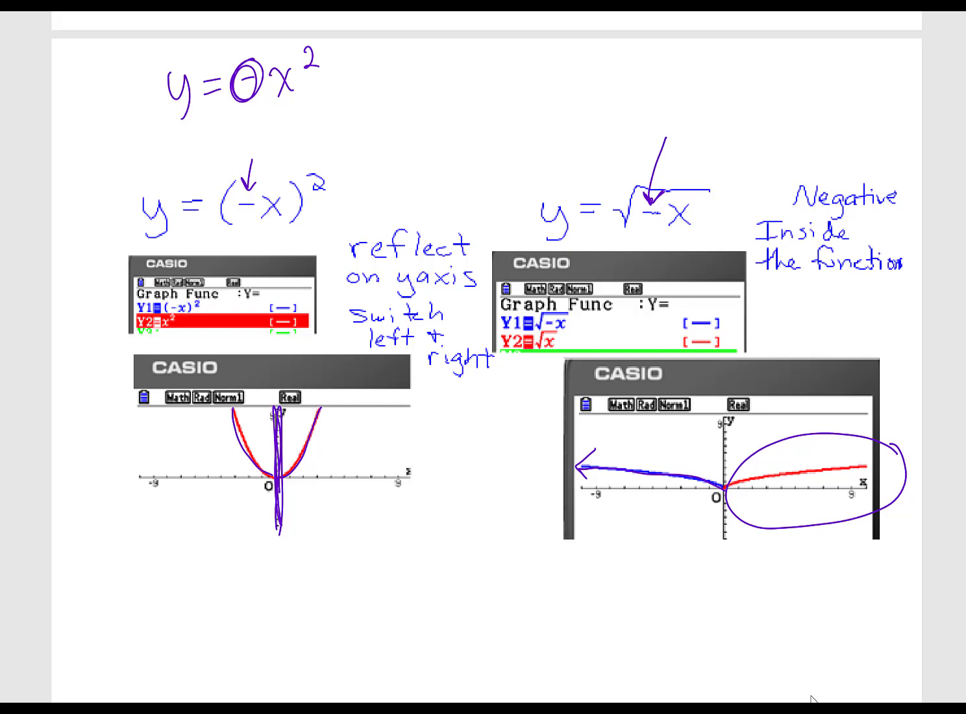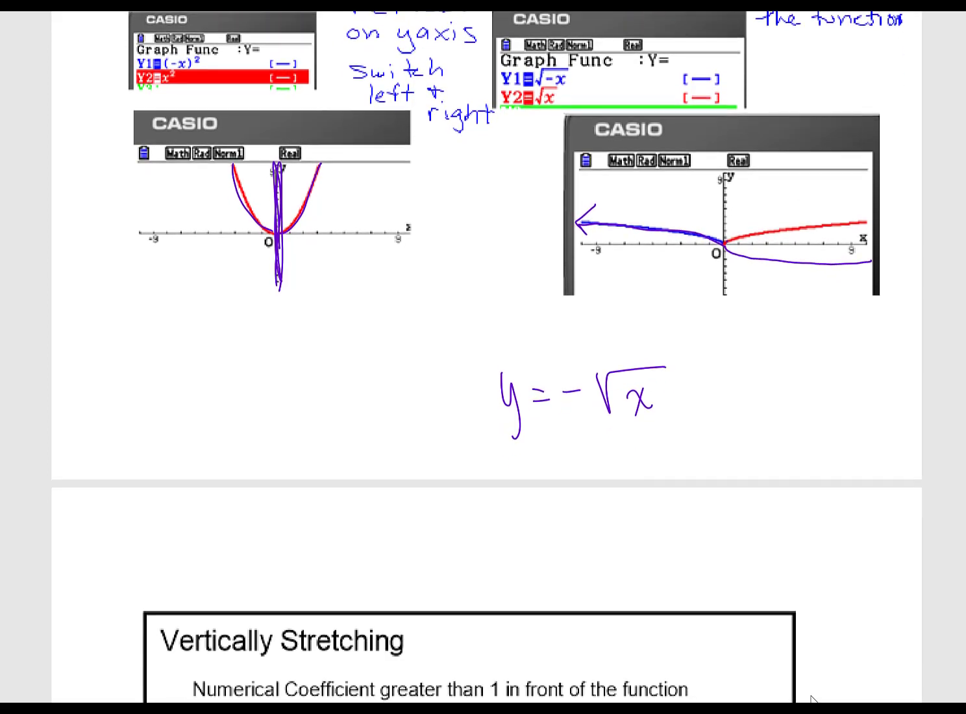Okay, let's consider if it was y equals negative square root of x. Well now the negative is in front of the function. It's not housed in with x. And so it would have been a reflection over the x-axis, right? Because it's affecting the y's, so up and down. It would have been reflected over the x-axis, and it would have been down here. So just navigating through that and really wrapping your mind around what that exactly means.